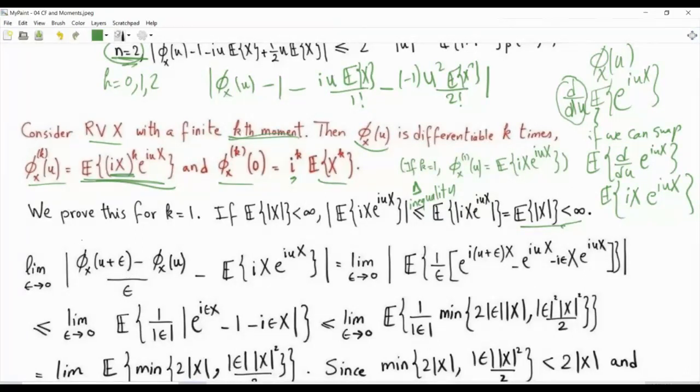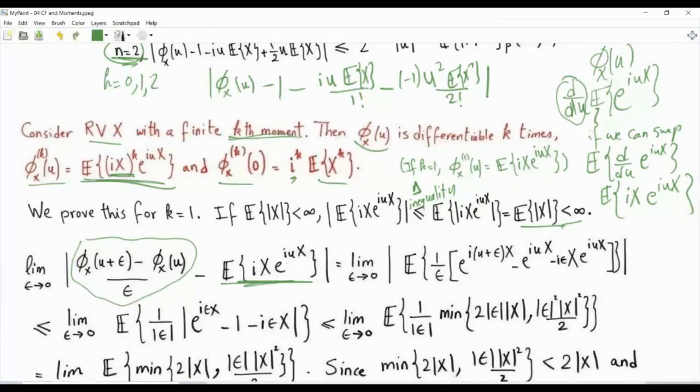So here is the trick. We will basically take phi x of u plus epsilon minus phi x of u, divided by epsilon. Note that if this thing has a finite limit as epsilon goes to 0, this will be basically the definition of differentiability. Okay, so we will take this minus, this is like the candidate derivative.